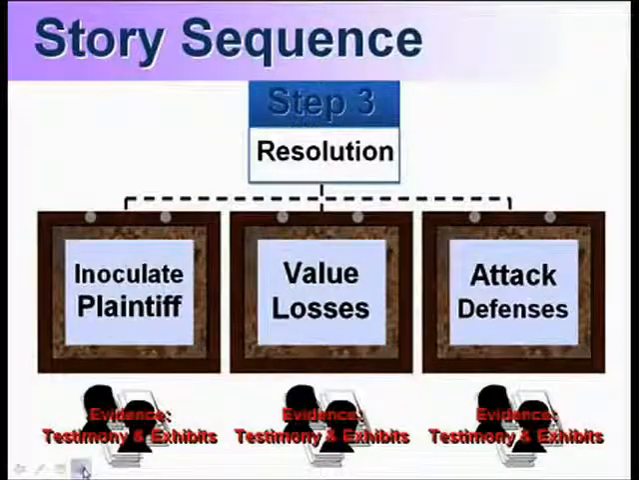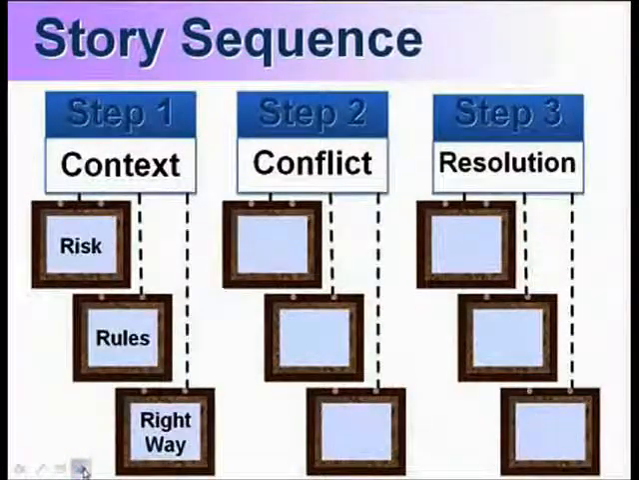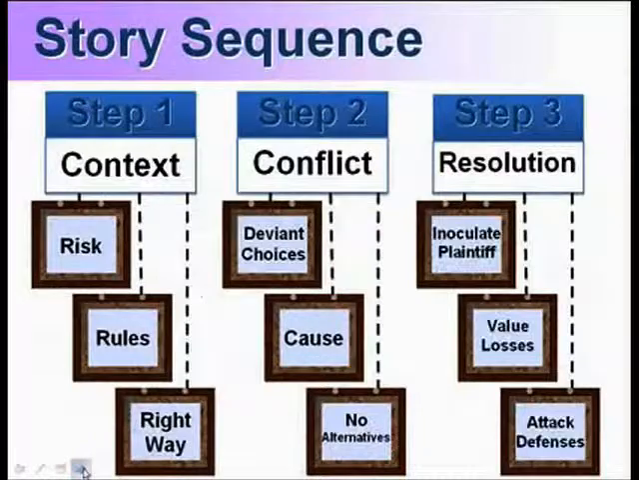Last but not least, in certain cases, you need to inoculate the plaintiff. That is, take care of whatever warts are on the plaintiff's case or on the plaintiff's character but after you've already accomplished the first two steps. Then you place a cash value on the losses as the evidence is going to show them. And last but not least, you make an effort to show up the defense excuses to the extent that you can. So there you have it. 3 steps, 9 frames, a generic plaintiff's outline for any presentation of any plaintiff's case.